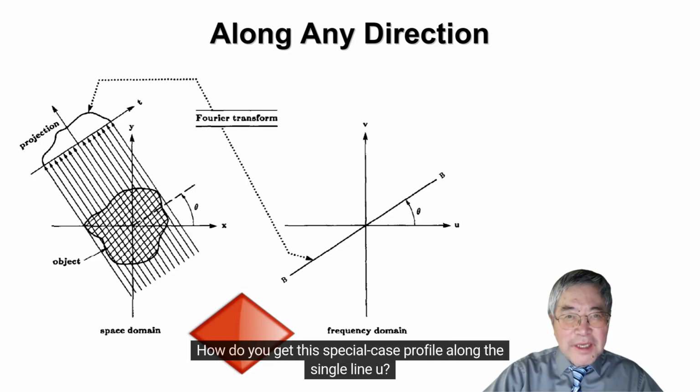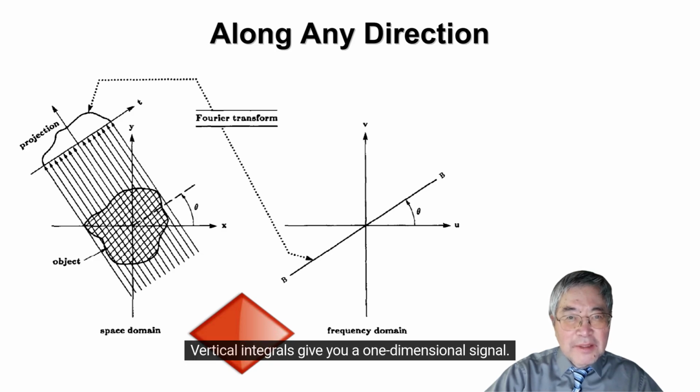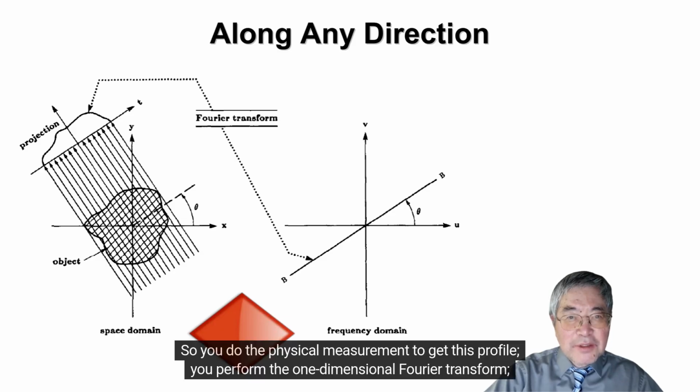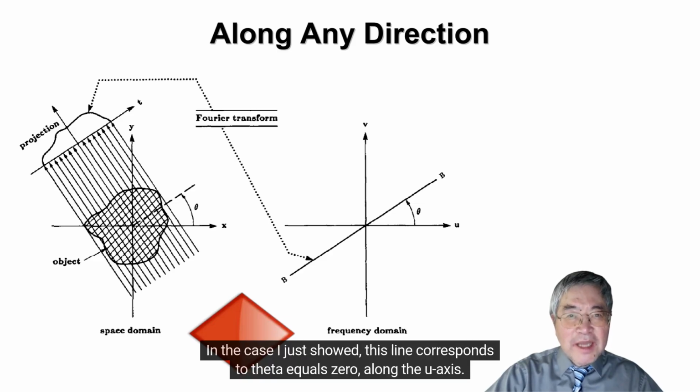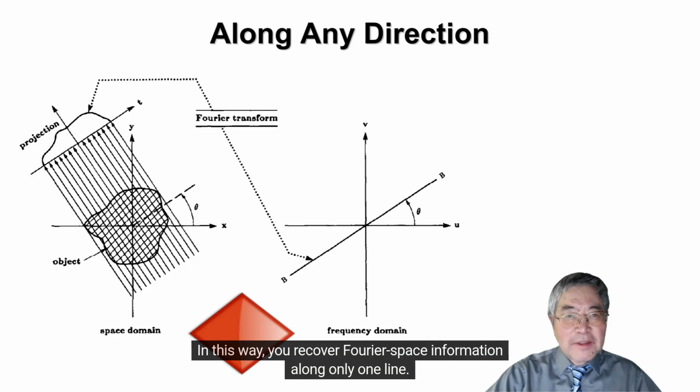How do you get this special case profile along the single line u? Set theta to 0. You obtain vertical integrals. Vertical integrals give you a one-dimensional signal. You perform a one-dimensional Fourier transform, and you get the spectrum. So you do the physical measurement to get this profile. You perform the one-dimensional Fourier transform. You get the projection profile along this line. In the case I just showed, this line corresponds to theta equals 0 along the u-axis. In this way, you recover Fourier space information along only one line.